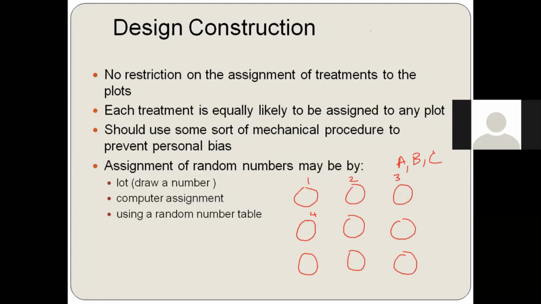Right. So here, this is plot number 9. So this is 5, 6, 7, 8, and so on. Now, how to allocate the treatments? Very simple.